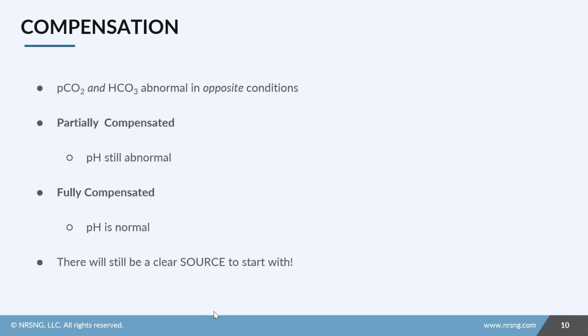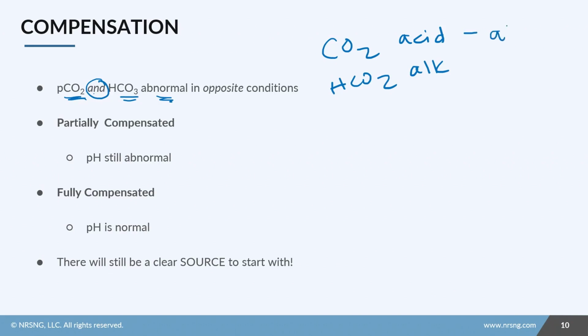So to interpret compensation on an ABG, what we're going to see is that the CO2 and the bicarb are abnormal and they're in opposite conditions. So if you see a CO2 representing acidosis, then you would see the bicarb representing alkalosis and vice versa. If the CO2 represents alkalosis, the bicarb would represent acidosis. So that's the first indication that there is some sort of compensation going on.